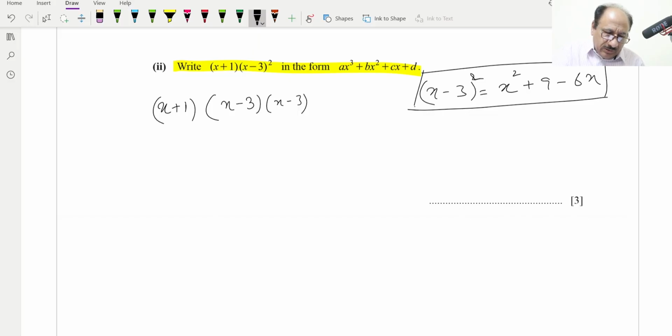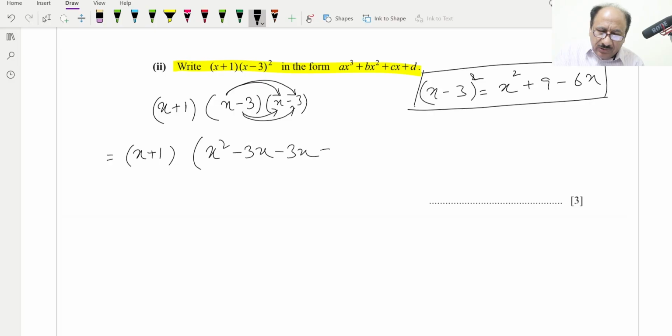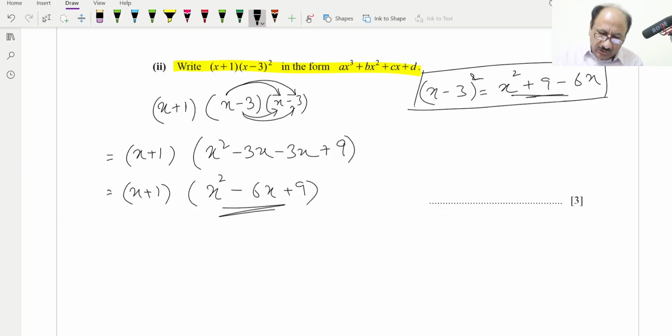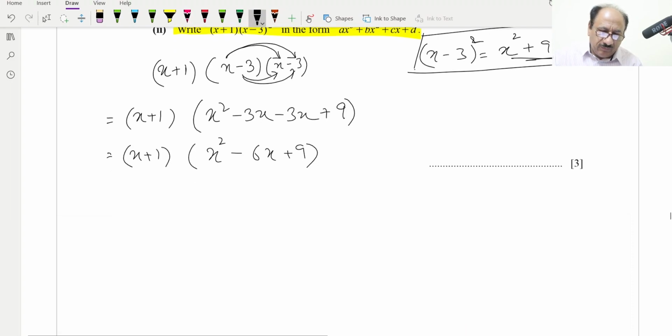So I will multiply x plus 1, I will rewrite as it is, and x multiplied by x will be what? x squared, then x multiplied by minus 3 will be minus 3x, then this multiplied by this will be again minus 3x, and this multiplied by this will be plus 9. And we can just rewrite this adding like terms: x squared minus 6x plus 9. You can check this is the same as we have done by the formula. So I've written both steps so that you can follow whichever method you think is easier for you.